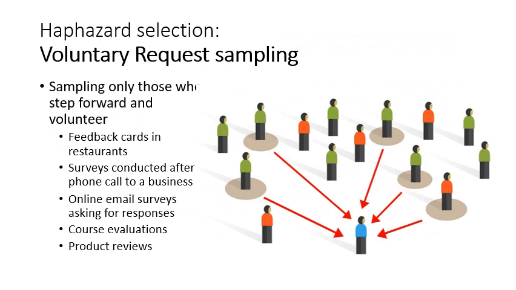Voluntary request sampling is sampling only those who come forward and volunteer. So, for example, feedback cards in restaurants only sample those who volunteer. If you ever call up, let's say a business, your internet provider or something, and they ask if you'd be willing to stay on to take a survey after you're done, that's voluntary request sampling. Online email surveys asking for responses, we see a lot of those at TC. Course evaluations, only students who feel like responding respond. Product reviews, when you look on Amazon and you see all those product reviews, well, those are voluntary request sampling.